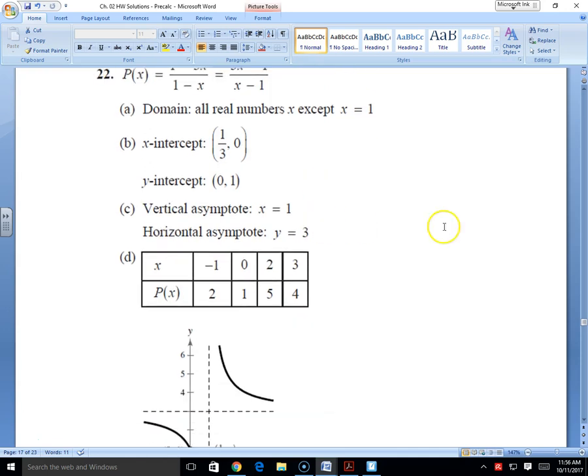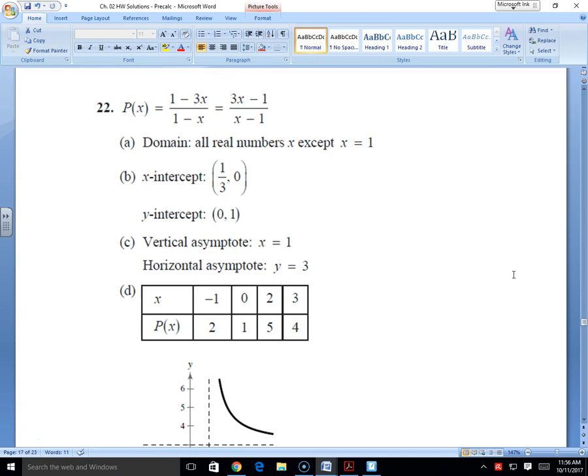22 is one of those sketching ones. So following my steps, I would have said factor and simplify. Long story short, you can't cancel out anything. They rewrite it by multiplying top and bottom by a negative, but it ends up being the same either way. The x-intercept ends up being a third. The y-intercept ends up being y equals 1. Vertical asymptote, since it didn't cancel: x equals 1 is the vertical asymptote.